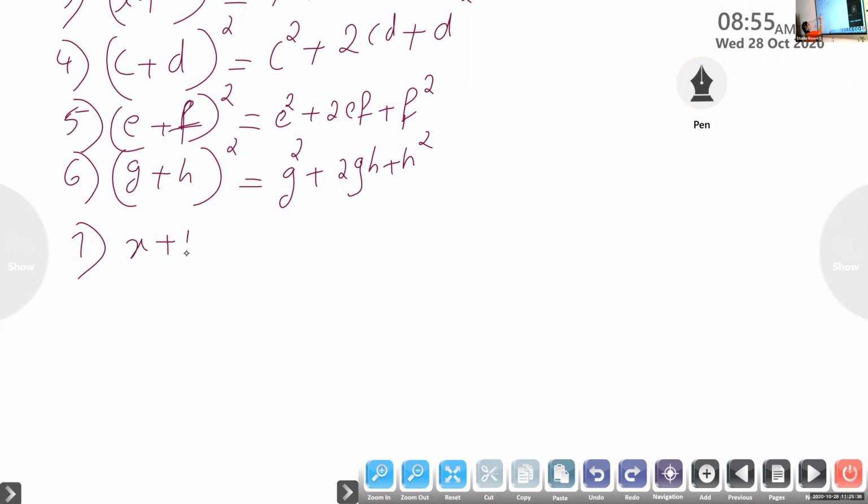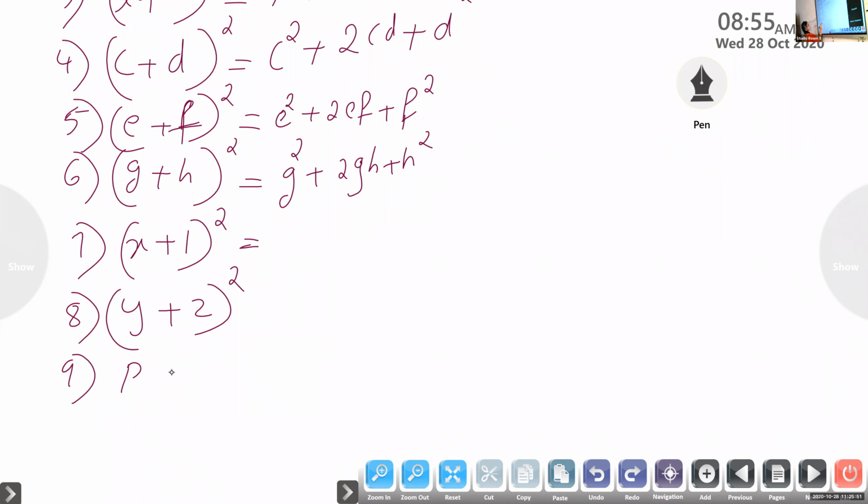(x + 1) the whole square. (x + 1) the whole square. (y + 2) the whole square. (p + 1) the whole square. Try.